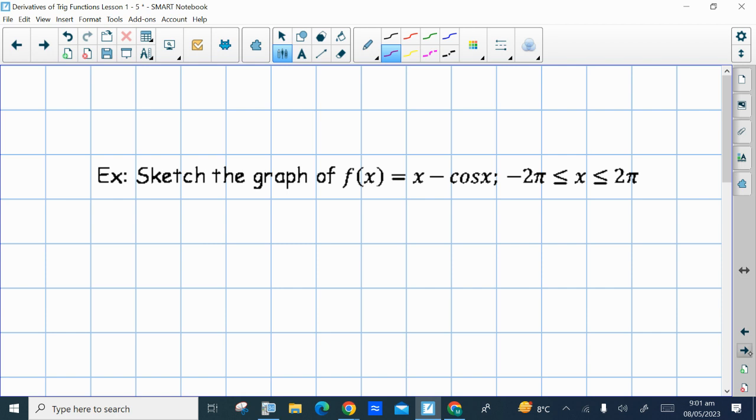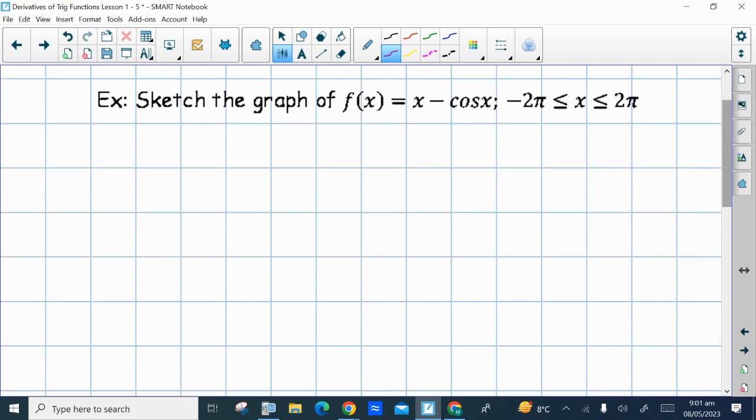We've used derivatives in many ways to help us sketch graphs. So we'll apply the same steps to sketch the graph of x minus cos x.